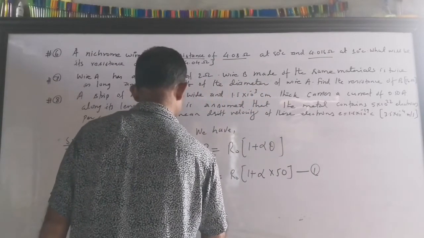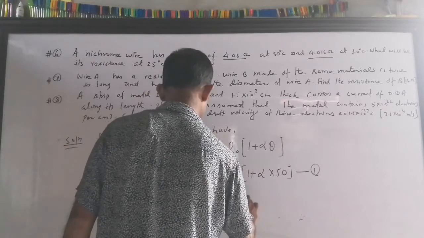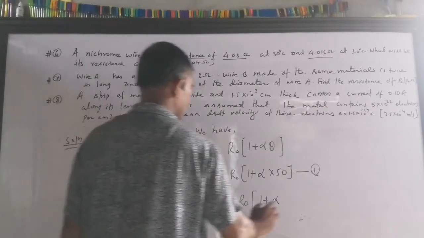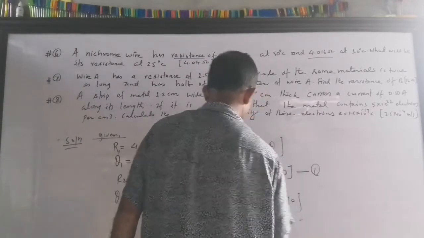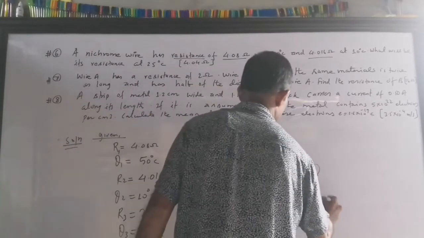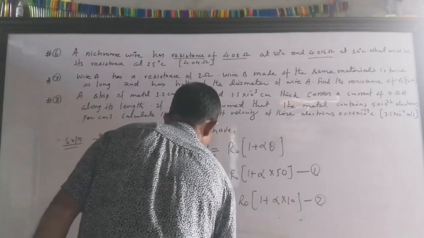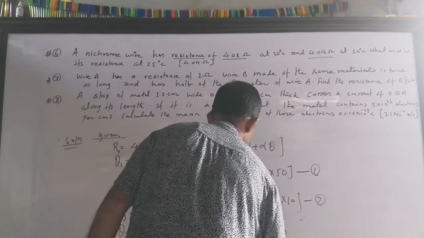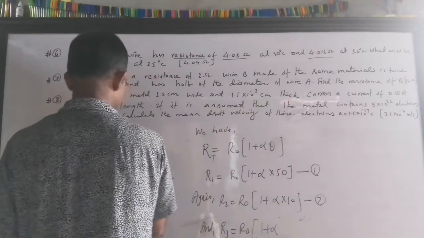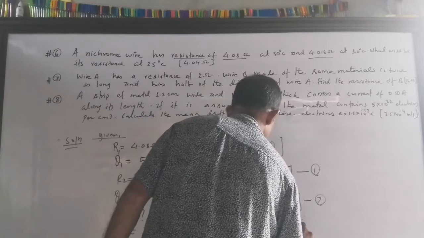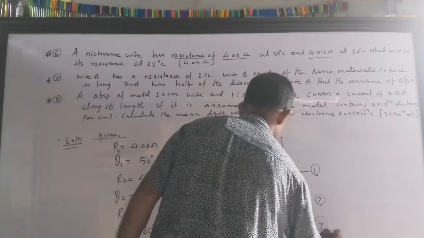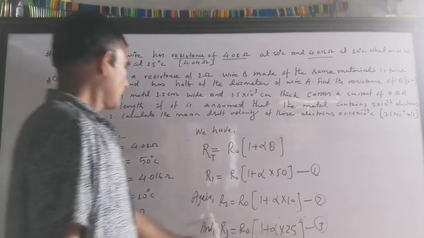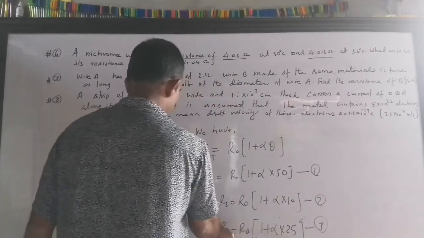Again we have another temperature, so R2 equals R0 times (1 plus alpha), and this time the temperature is 10 degrees Celsius, so into 10. Okay, this is equation 2. And lastly we have the third, R3 equals R0 times (1 plus alpha), temperature this time is 25 degrees Celsius, so you write 25 degrees Celsius. This is your third equation. Now we have to solve these equations to get the value of R3.